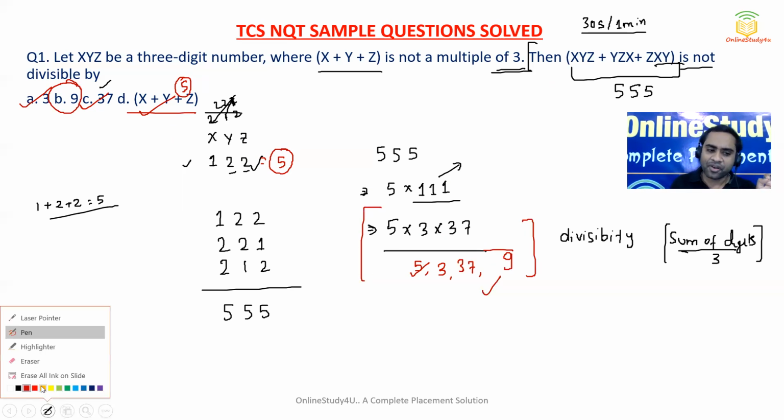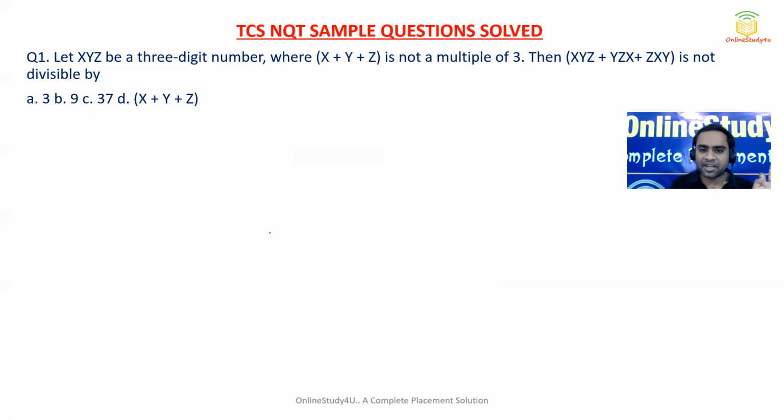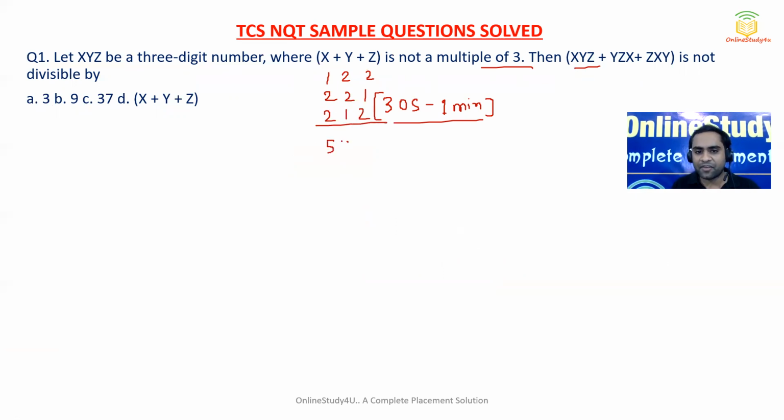Now, if the same question has to be done in between 30 seconds to 1 minute, then what will you do? xyz is a three-digit number that is not a multiple of 3, so we will assume 1 2 2. Then xyz is 1 2 2, and yzx will be what? y is 2, z is 2, 1, and then zxy will be 2 1 2. So it will be nothing but 5 5 5.